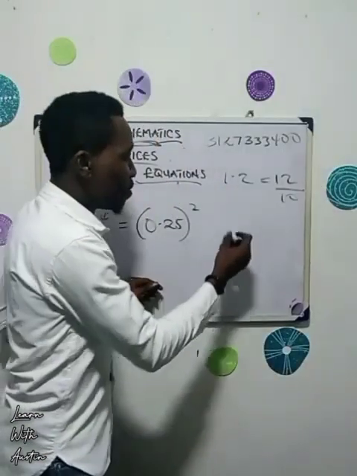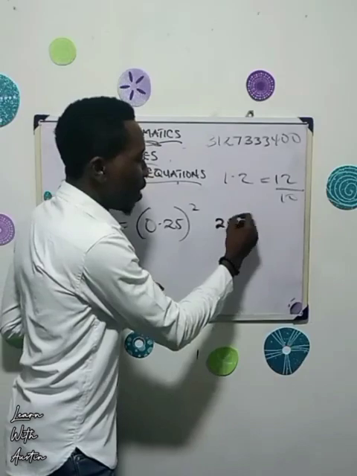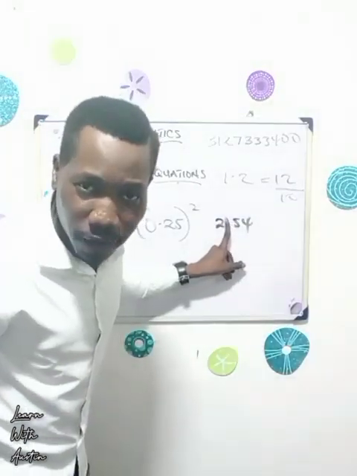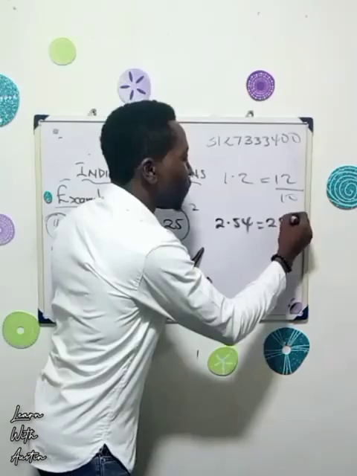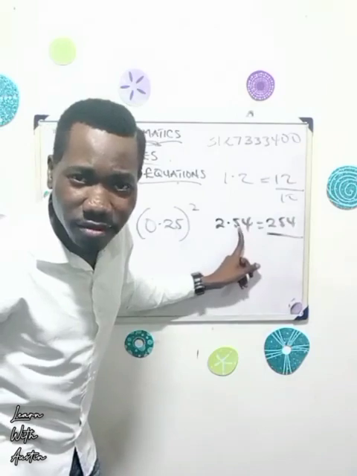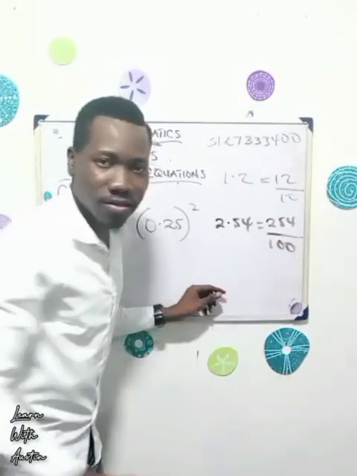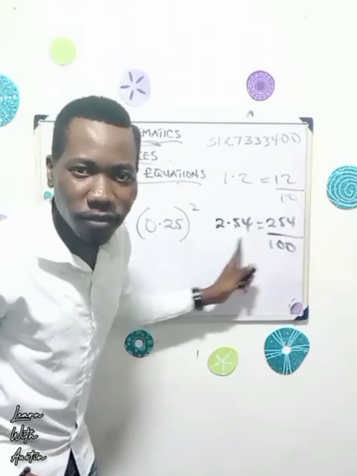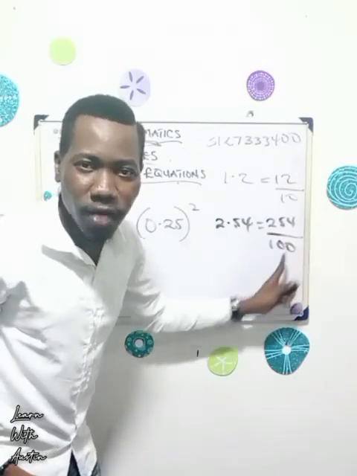So like you're having, say, 2.54. Now 2.54, you're going to have 254 right over something. So two decimal places, that's two numbers after the decimal point. So 254 over 100. That will be 254 over 100.